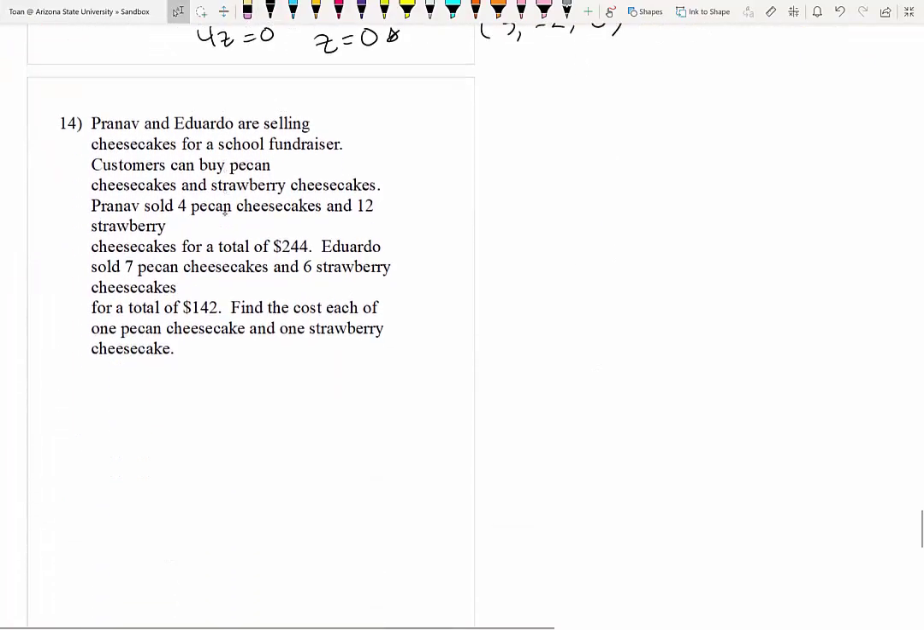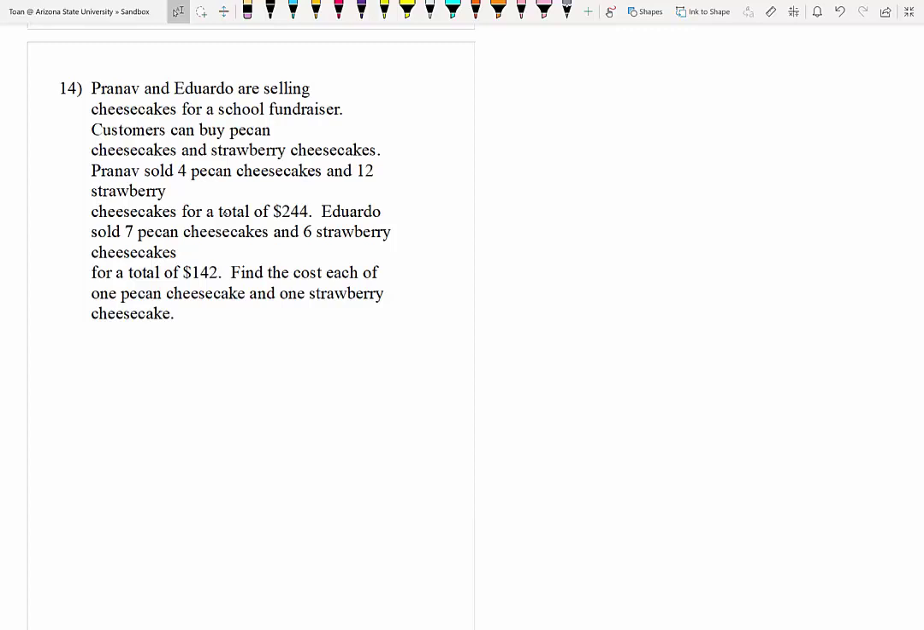So number 14 is a word problem. Now there are no secrets to word problems. You just have to be able to read it and parse the information. So assuming that you guys have read it, the first thing I'd like to do is hone in on what the actual question is asking, which is the very bottom here. Find the cost of each pecan cheesecake and strawberry cheesecake. So those are my variables.